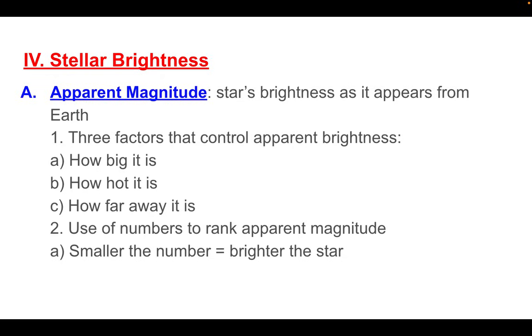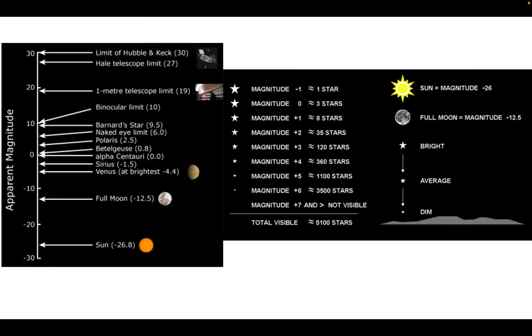Apparent magnitude is the star's brightness as it appears from Earth. And there are three factors that control apparent brightness: how big it is, how hot it is, how far away it is. And we tend to use numbers to rank this apparent magnitude, where the smaller the number, the brighter the star. And sometimes these numbers are actually negative. And so if you have come across a negative number, wow, that is a really, really bright star.